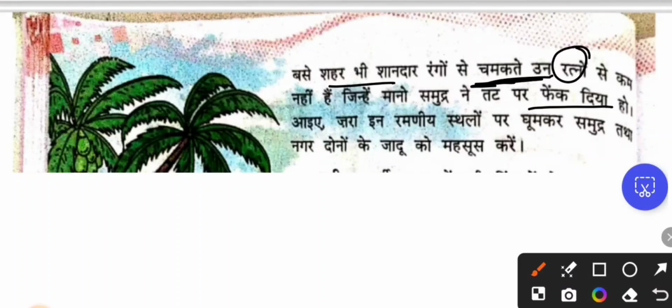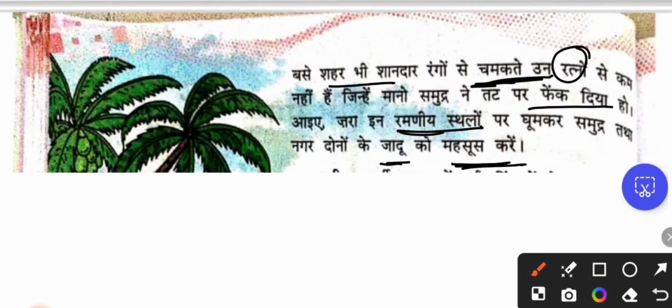आइए ज़रा इन रम्य स्थलों पर घूमकर समुद्र तथा नगर दोनों के जादू को महसूस करें. So come, let's go and roam these beautiful, exciting places. Ramaniya is delightful. The inhabited cities are no less than those shining, brilliant colored gems, and it feels as if the sea has thrown them on the shore. So let's go and see these delightful places. Virtually, by reading this lesson, we'll have a virtual tour of these places and we'll experience the magic of both the sea and the city. So jadoo means magic, mahsus means feel, we'll feel the magic of both the city life and also enjoying the nature with the sea.